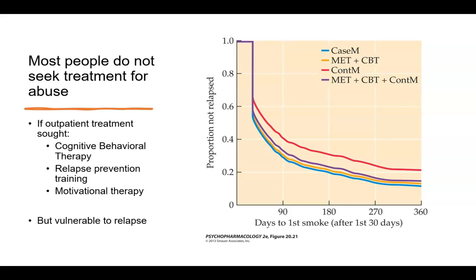Now, most people are not going to seek treatment for cannabis abuse. Generally, if outpatient treatment is sought, it's usually going to be one of the following. It's either going to be cognitive behavioral therapy, maybe refocus your thoughts so that you're not using marijuana as a coping response, relapse prevention training, as well as motivational therapy. So what you're actually looking at here, you are looking at motivational enhancement in this figure, along with cognitive behavioral therapy.